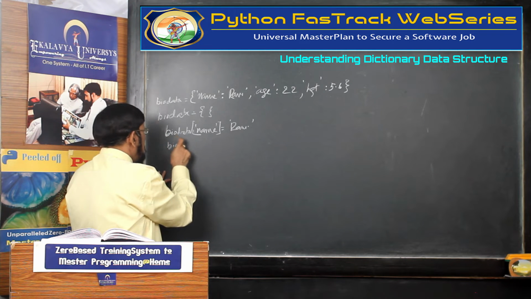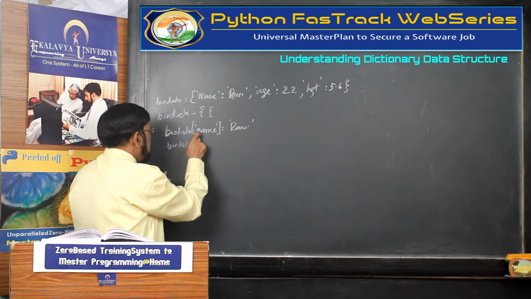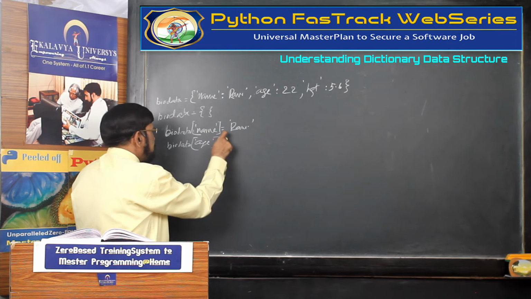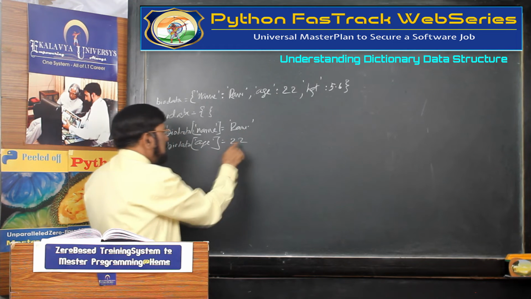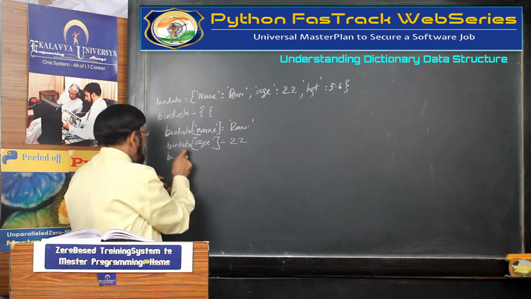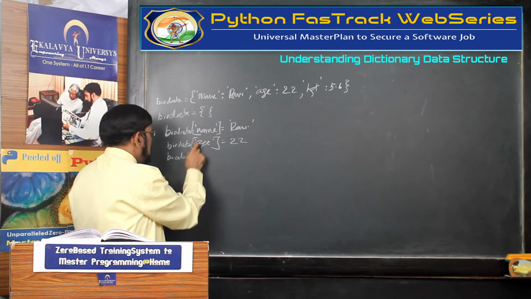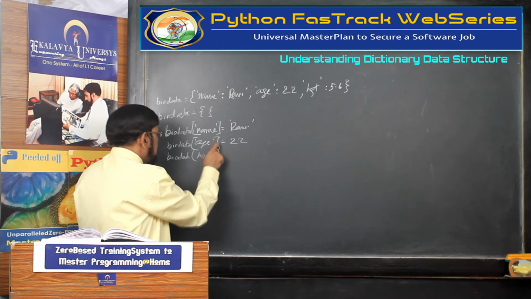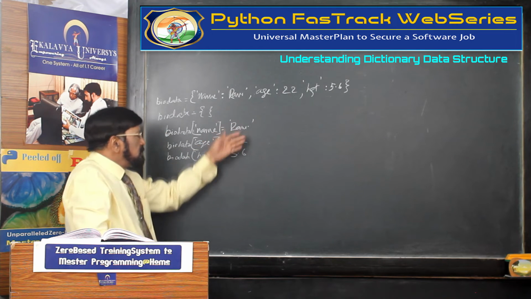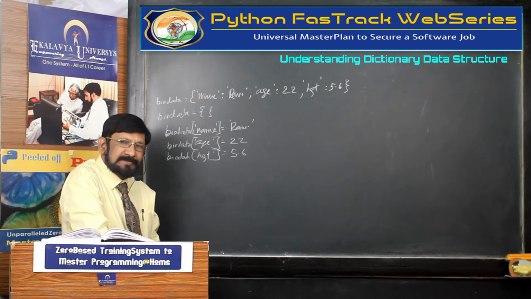Next, second item, by data, what you want to put? Age, 22. Here no single quotes. Next, by data, height, 5.6. If you want to initialize, you can initialize them like this.